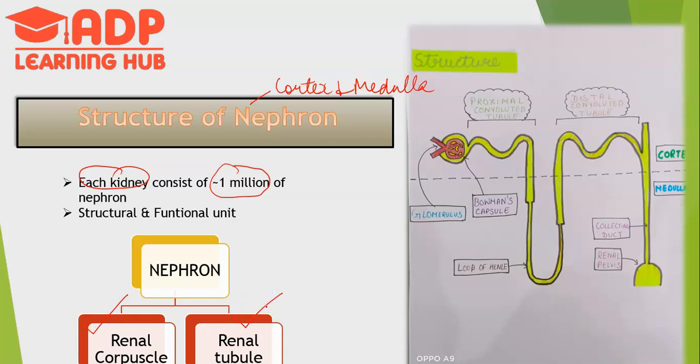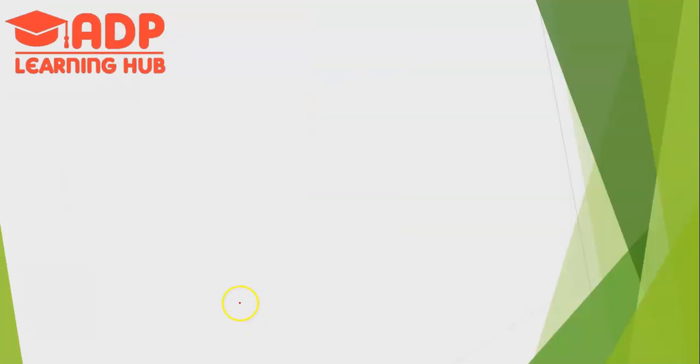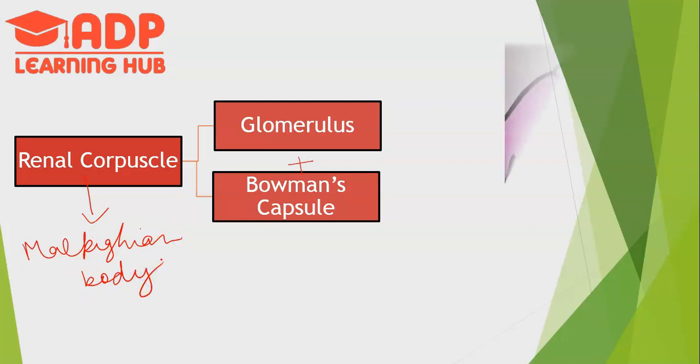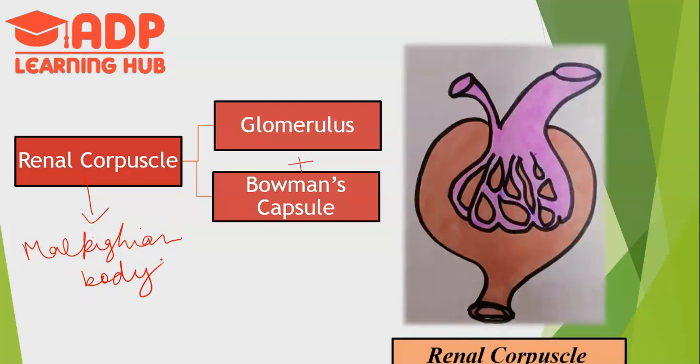So renal corpuscle comprises the glomerulus and the Bowman capsule. They both combine to form the renal corpuscle, which is also known as Malpighian body. So this is the structure of the renal corpuscle.